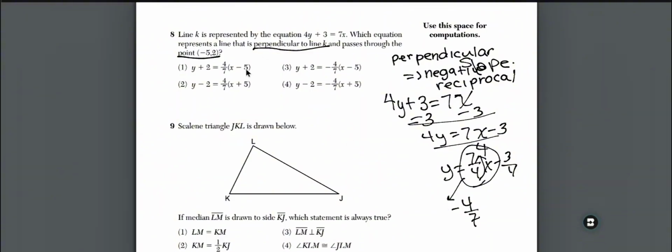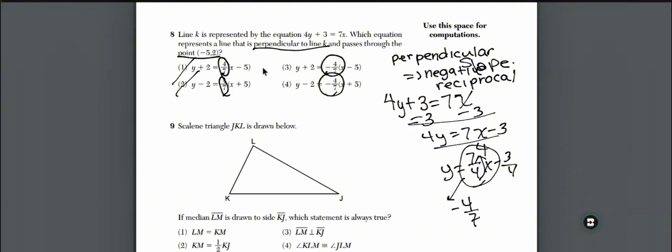Now, I examine my answer choices. So, answer choice 1, this is your slope. This is point slope form. So this is your slope right here. Okay? So, answer choice 1 and 2 tell me my slope is 4 over 7. But because perpendicular lines cause the slopes to be negative reciprocals, I know answer choice 1 and 2 cannot be correct.